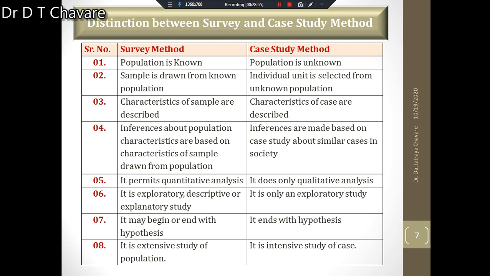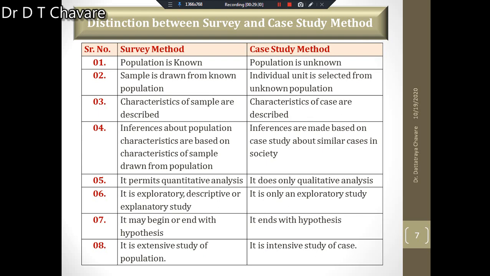Then another difference is also there. Survey method is exploratory, descriptive or explanatory study. What type of study is there? Survey method is exploratory, descriptive or explanatory study. But case study method is only an exploratory study. Only and only an exploratory study. This is the difference.